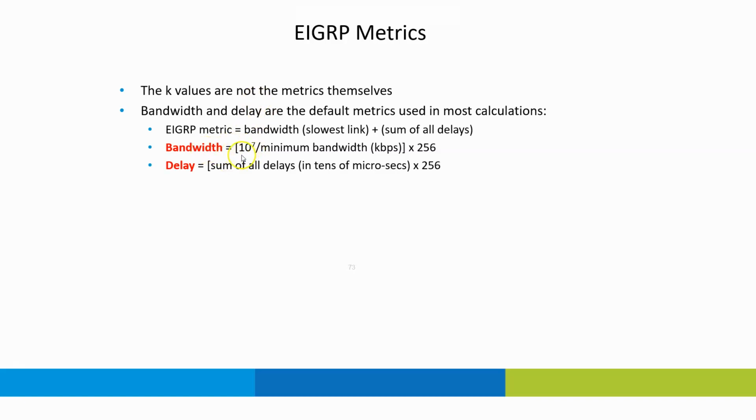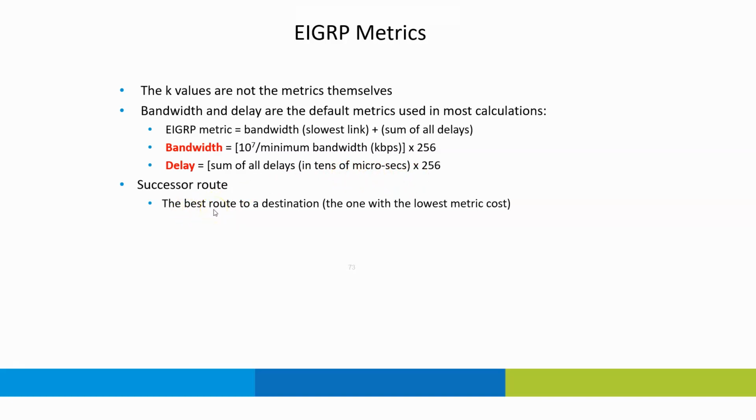So it's 10 to the 7th over the minimum bandwidth in kilobits per second times 256. This is why you get that crazy big number that goes along with it. The delay is the sum of all the delays in tens of microseconds times 256.